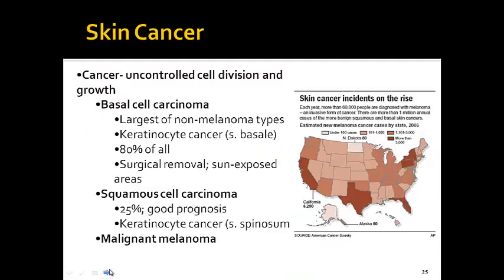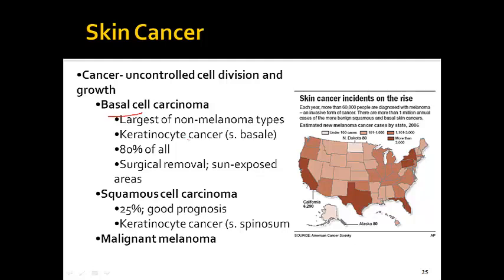Taking a look at different disorders of the integument, one of them is skin cancer. Cancer, as you remember, is uncontrolled cell division and growth. So basically skin cancer refers to cells that are undergoing a high mitosis rate. Three types of skin cancer. The first one is basal cell carcinoma.